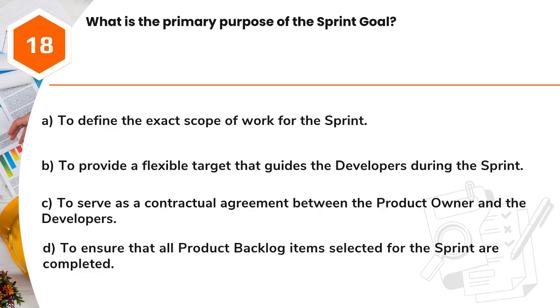Question 18. What is the primary purpose of the sprint goal? A. To define the exact scope of work for the sprint. B. To provide a flexible target that guides the developers during the sprint. C. To serve as a contractual agreement between the product owner and the developers. D. To ensure that all product backlog items selected for the sprint are completed.